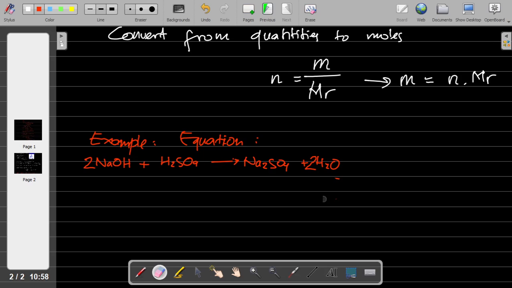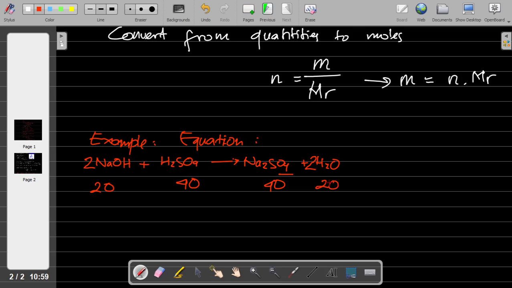Okay, let's check it again. So we have two Na here, we have two Na here, we have one SO4 here, so also we have one S here. So how many O do we have? We have two O and then four O. This is two O, and then also we have four O and we have two O.